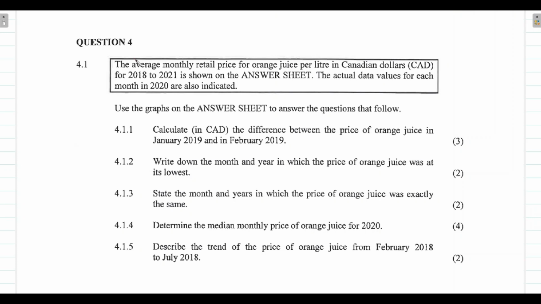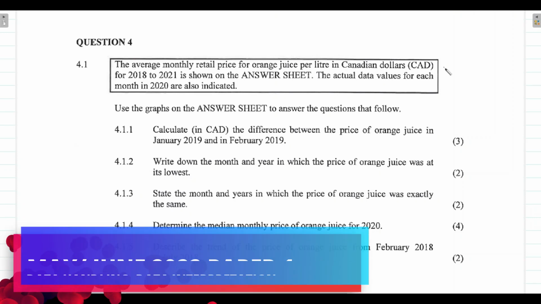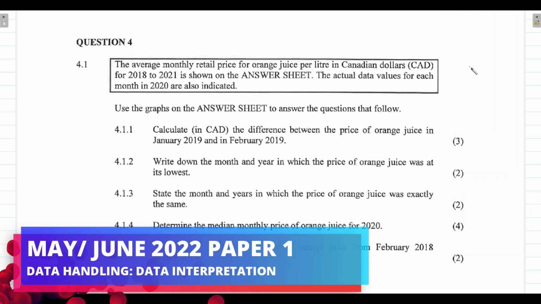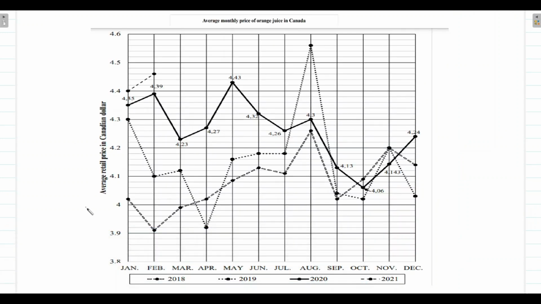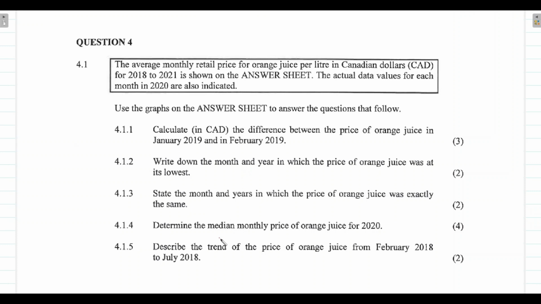On today's video tutorial, guys, we are still going through the grade 12 mathematical literacy paper 1 that was written in June 2022. And in this video tutorial, we're going to be tackling question 4.1. Question 4.1 is under the topic of data handling, right? We are going to be interpreting data that is given to us here, and we are also going to be calculating the mean.